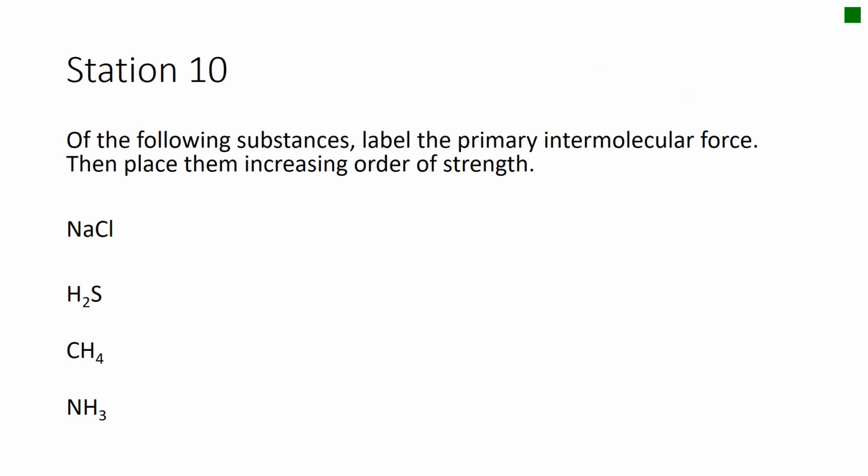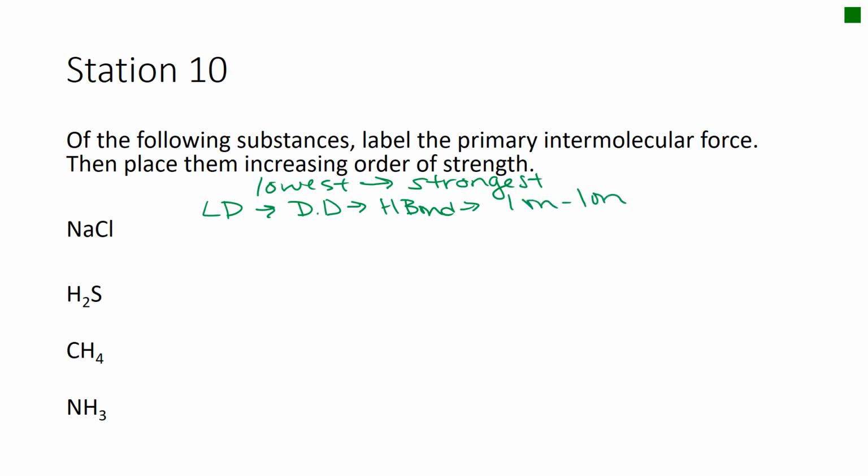Okay, and then the last station, number 10: of the following substances, label the primary IMF, then place them in order of increasing strength. Increasing means lowest or weakest to strongest. So what I'm asking for is going to go from London to dipole-dipole to hydrogen bond to then ion-ion. I'm going to look for that ion-ion first because I really like it.